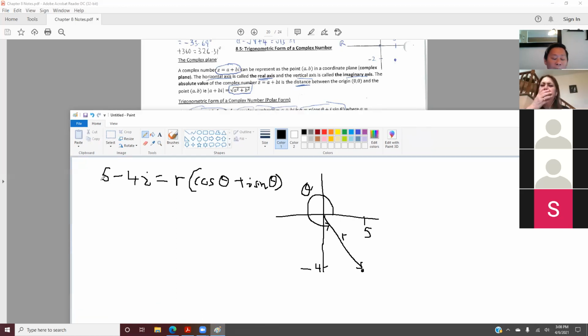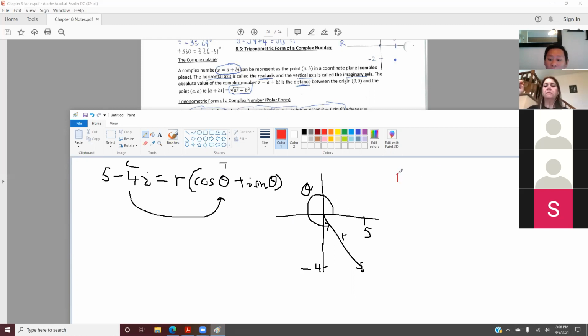So any complex number can be written down in a trig form. This is a trig form where R in this case is the radius of it, and theta in this case is the angle. How do you find the R?